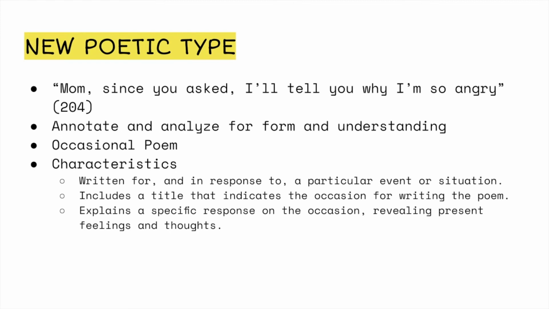And the third characteristic of an occasional poem is that it explains a specific response on the occasion, and it's revealing present feelings and thoughts. So Josh, again, in that poem, is revealing his current feelings on his current situation in life, right? And explaining his view on everything that's happening and why it's making him so angry, right?